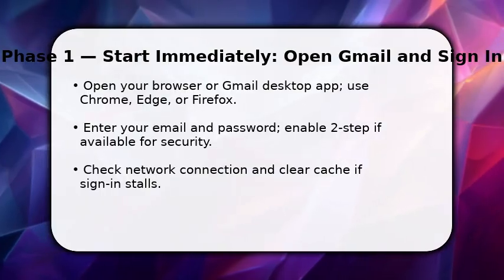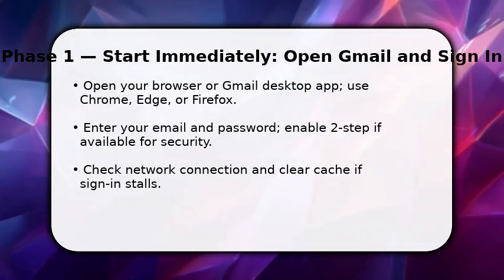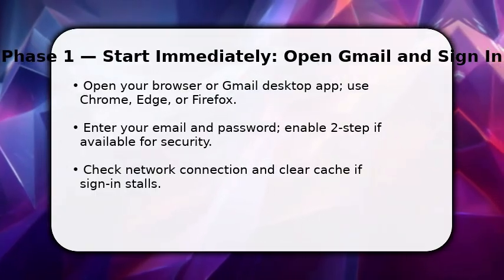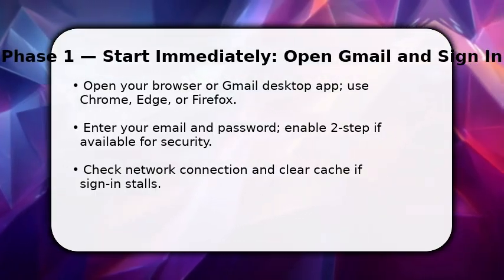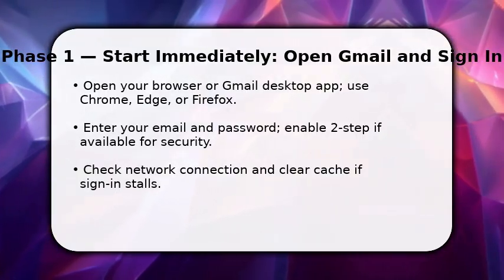You start by opening Gmail. Now, type mail.google.com or open the Gmail desktop app. Sign in with your account and password and make sure two-step verification is set if you need stronger security. Once done, allow permissions for notifications so new mail appears instantly.